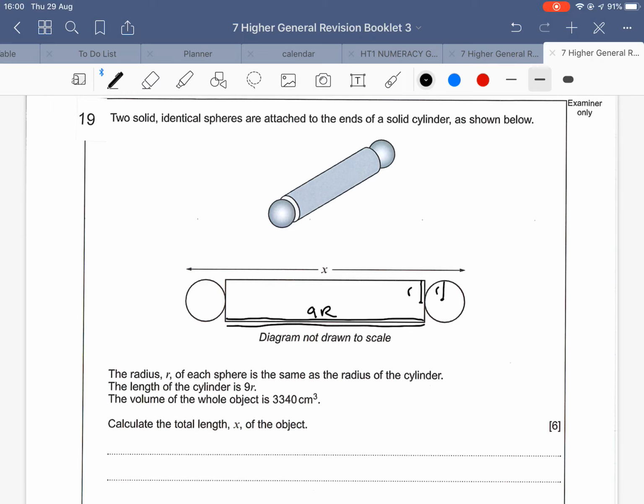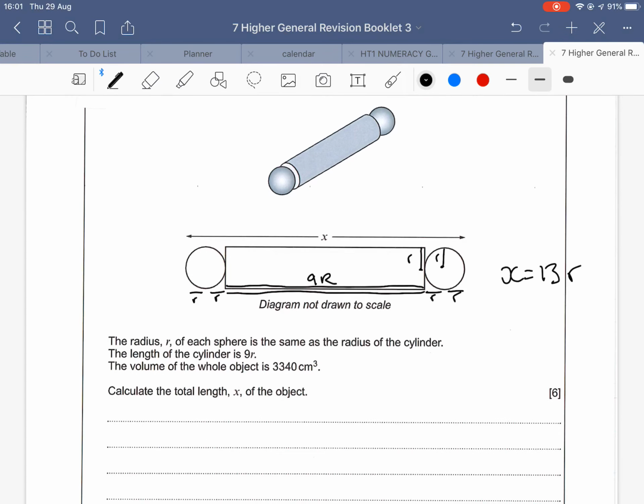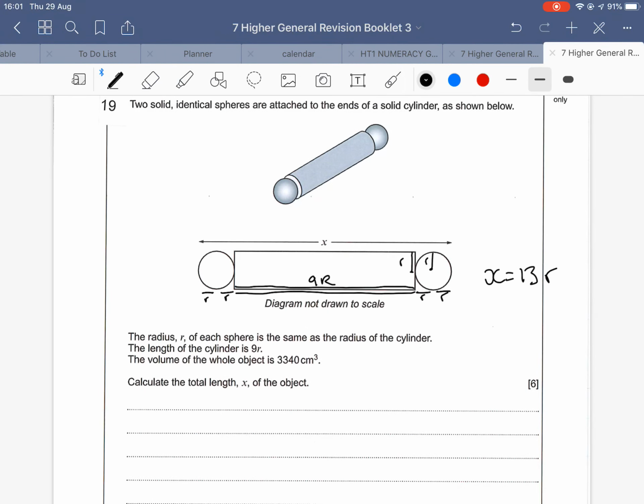Okay, so this is 9r. Then we've got another 1r, another 1r, another 1r, another 1r. So x is actually 9, 10, 11, 12, 13r. If we find out the value of r, we just times by 13 and get x. I feel like that's what we have to do.